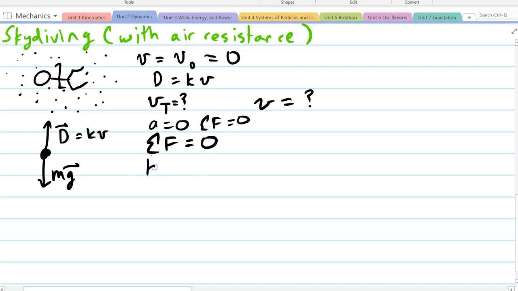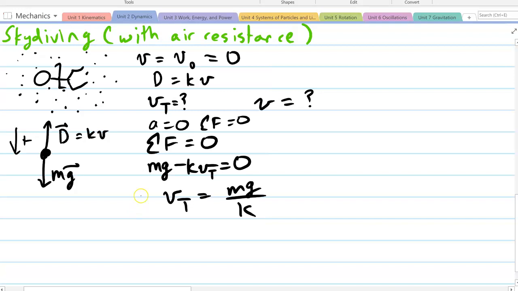First, let's define what direction positive should be. I'm going to define positive to be the direction he's moving in, which is downwards. So this means mg minus kv is equal to 0. This is now terminal velocity because there's no acceleration. If I solve for v, I get mg divided by k, and that's the terminal velocity of this form.